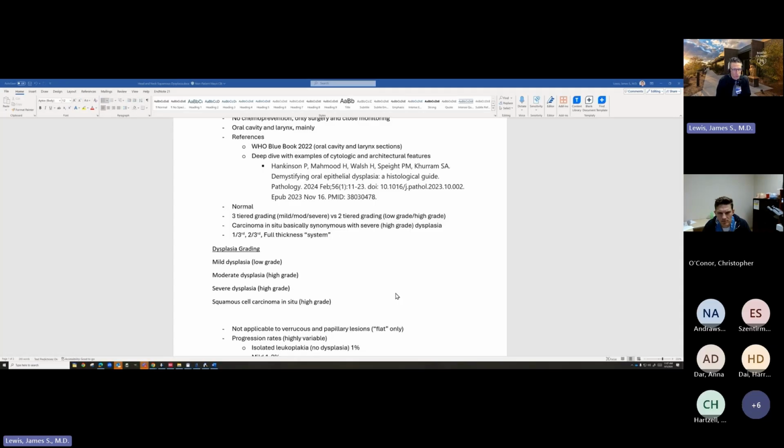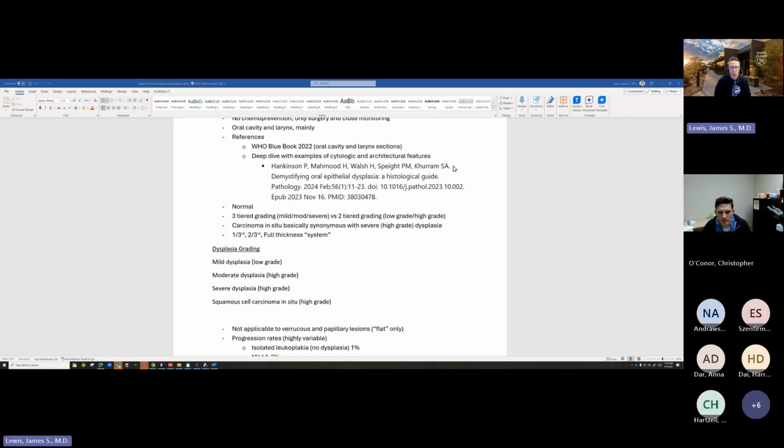Mostly just because it gives some bells and whistles. If something's really very florid, but it's not invasive, I may want to flag it as squamous cell carcinoma in situ. But I think of those two as being synonymous in terms of their risk of subsequent cancer. Okay. And then there's the 1/3, 2/3, full thickness system that we've extrapolated from cervical dysplasia and from other anatomic sites.